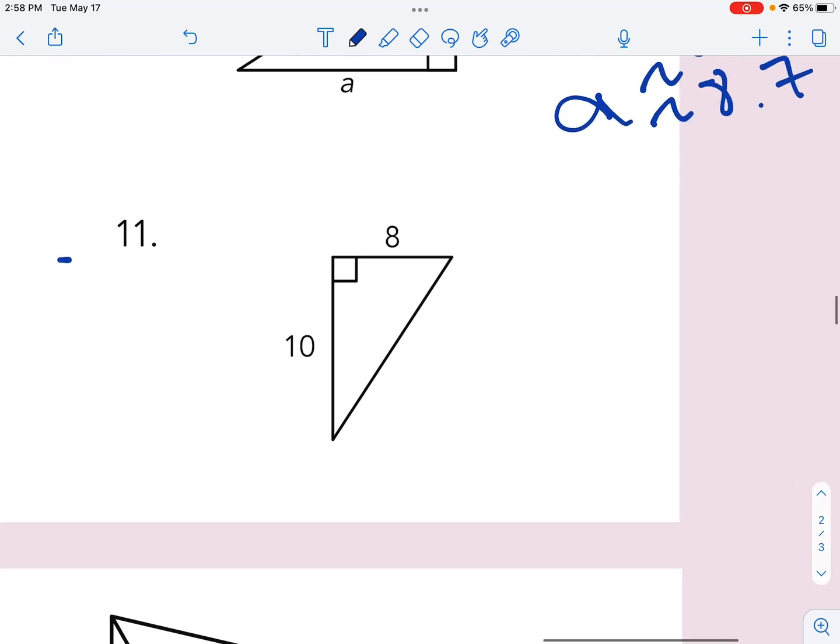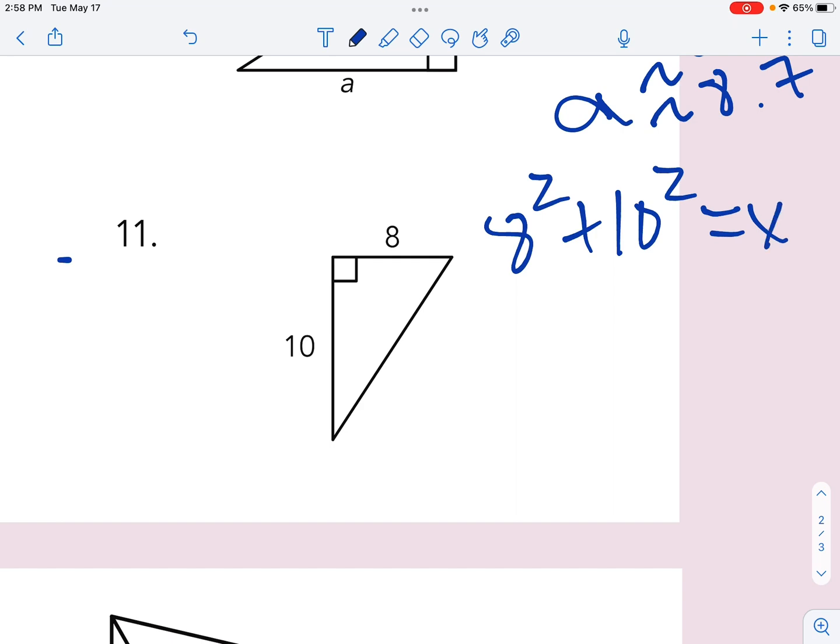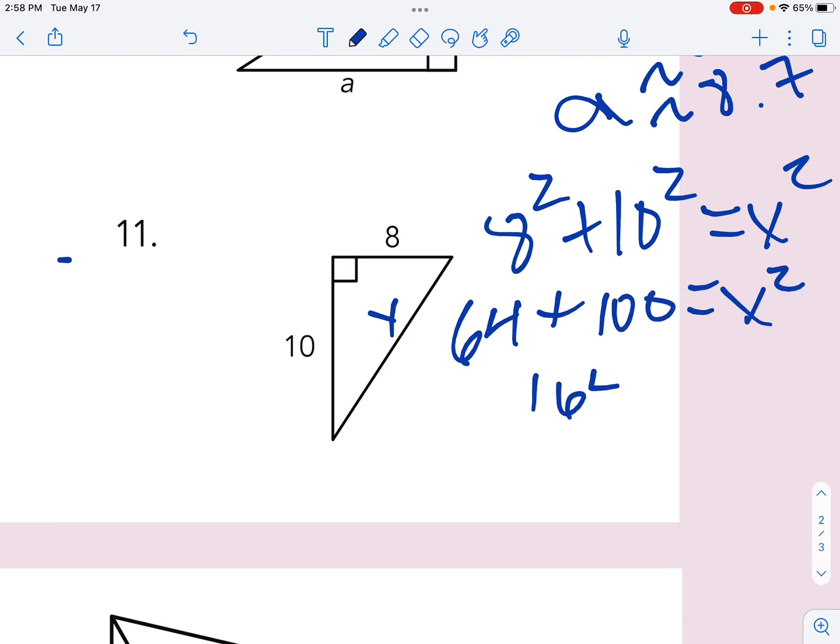Next one, I take 8 squared plus 10 squared, and that's going to equal x squared because I like x. So that's 64 plus 100 equals x squared. So 164 equals x squared. So I take the square root of 164, and I get 12.8 is approximately what x is.